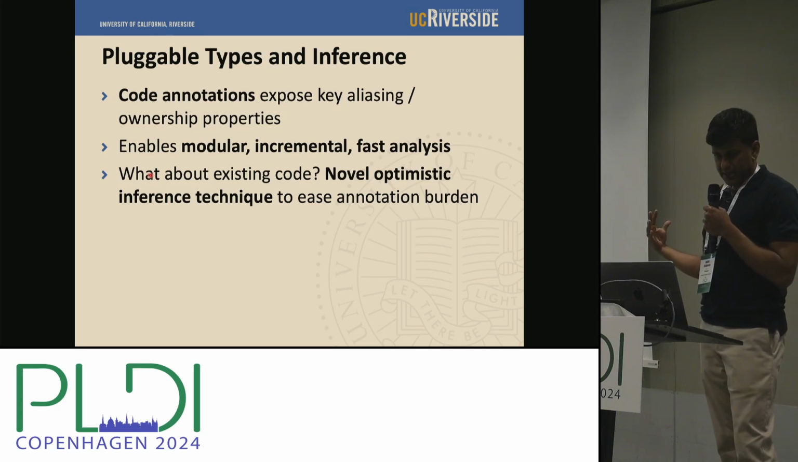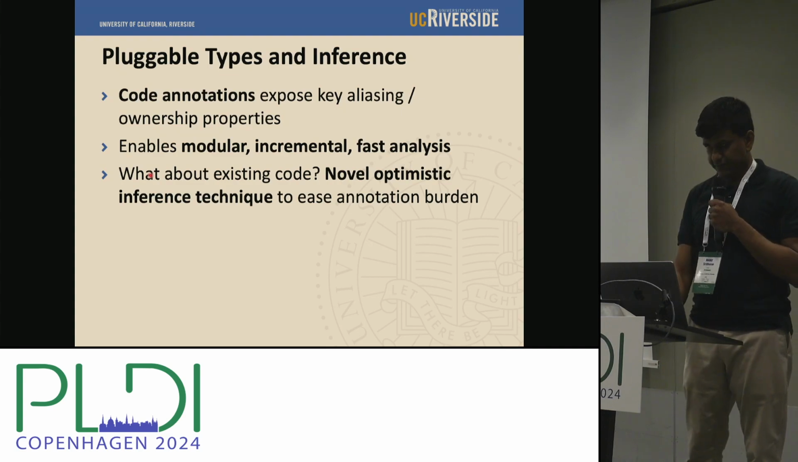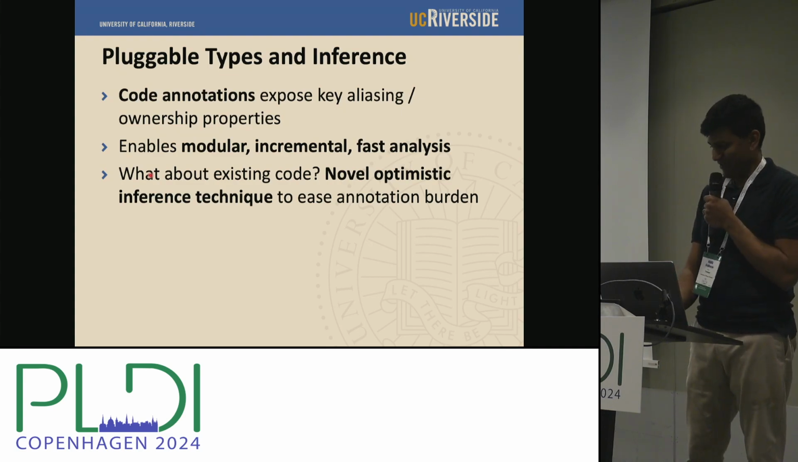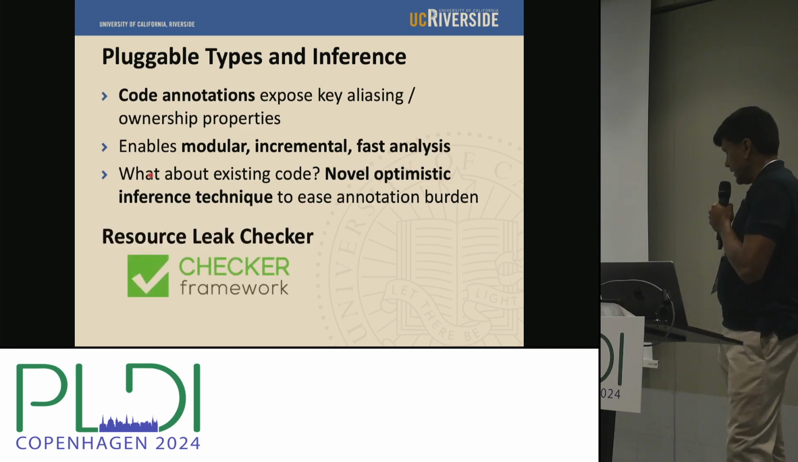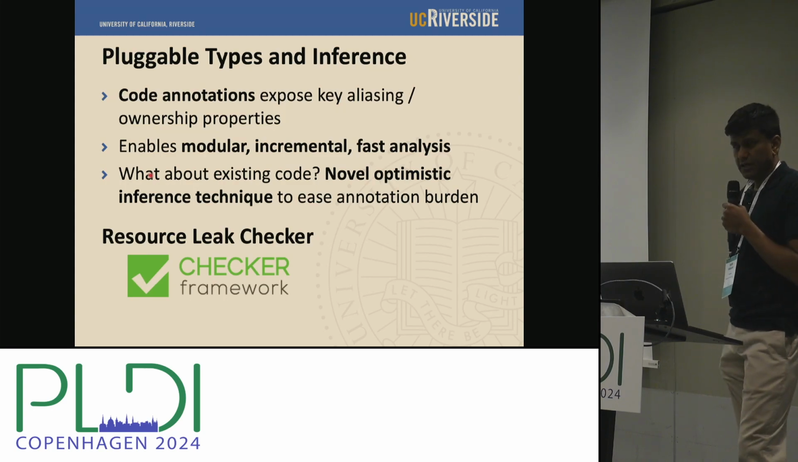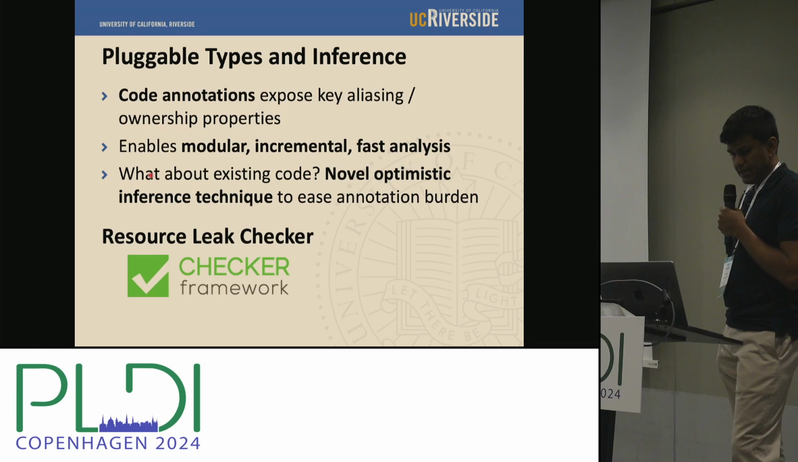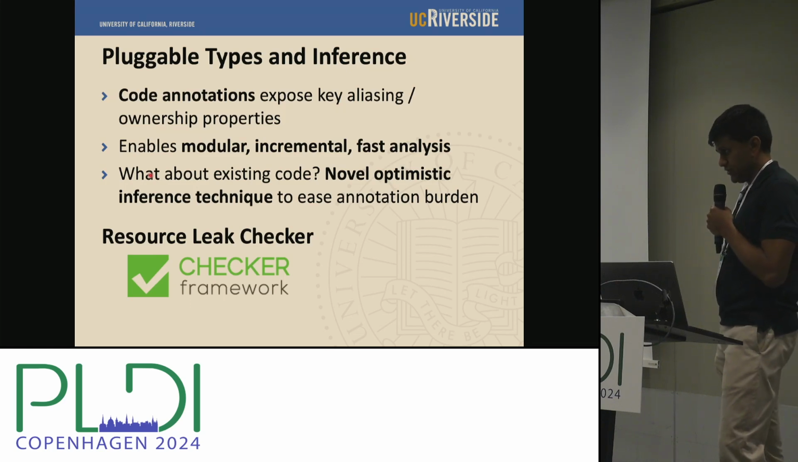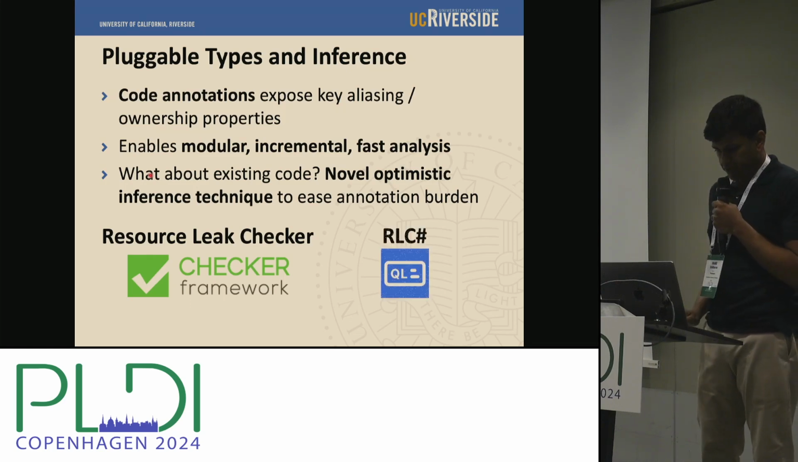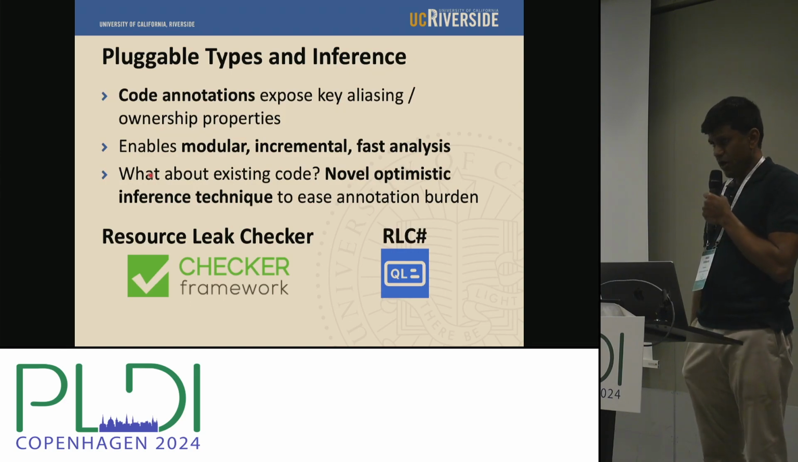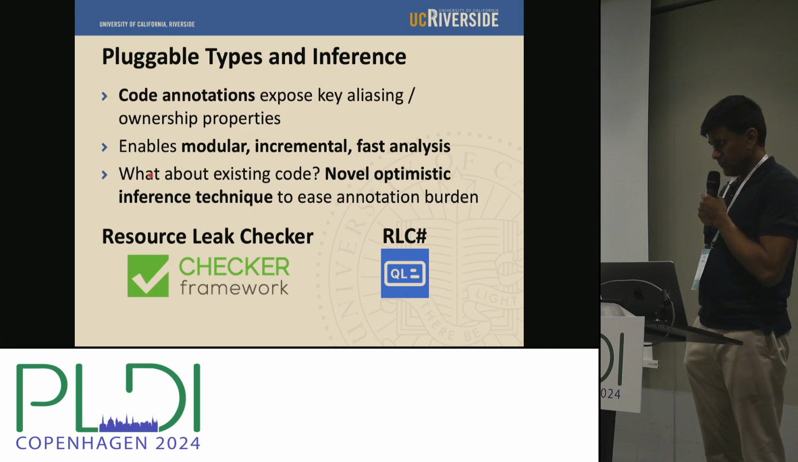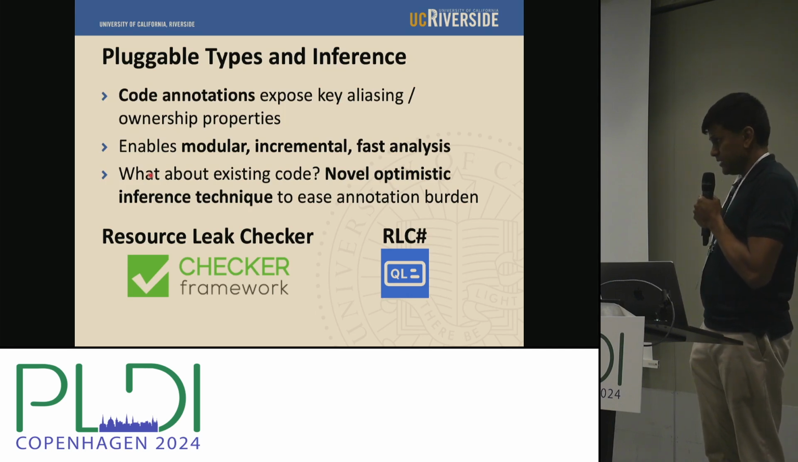So I'm going to tell you some of the technical details, anyway, of what we've done. But this is the work I'd like to describe to you today, and it's available for people to use. It's available as part of the Checker Framework. It's called the Resource Leak Checker, and there's also an implementation, RLC Sharp, for C# code built on the CodeQL platform.